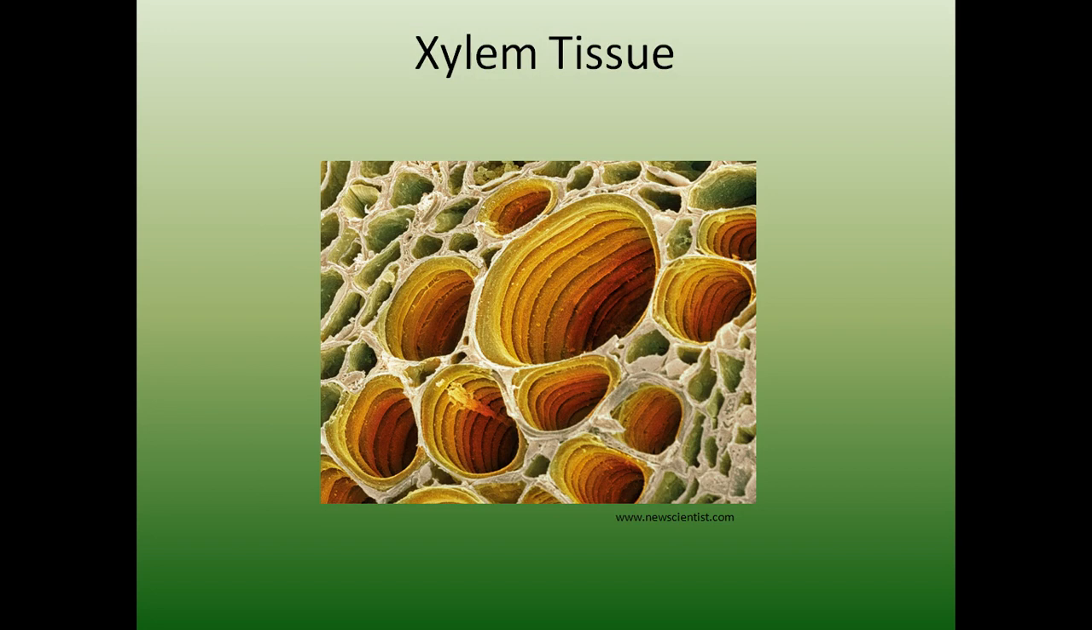Now we're going to look at xylem vessels in a bit more detail. This is a photomicrograph of xylem vessels. You can see the thickened cell walls and hollow tubes through which water and mineral salts are transported in one direction only, from the roots up the stem to the leaves.